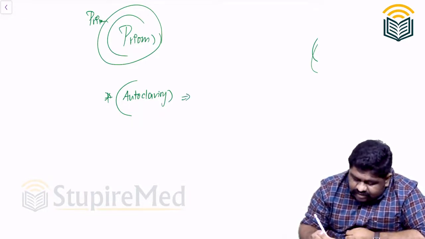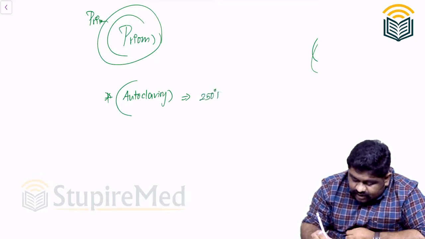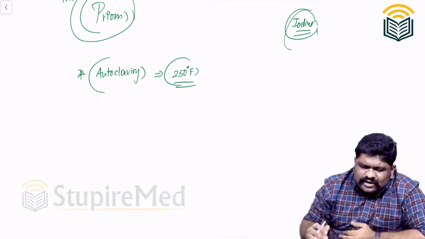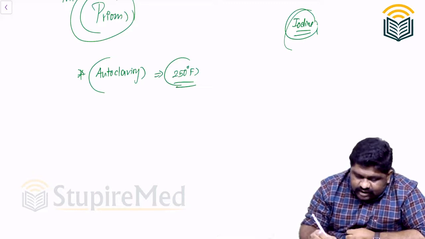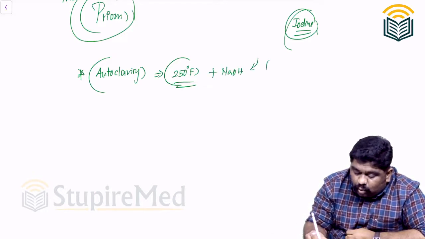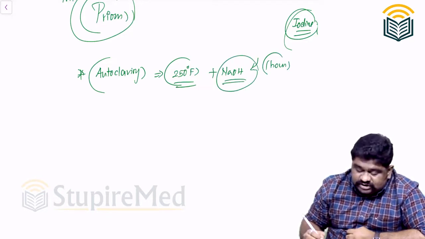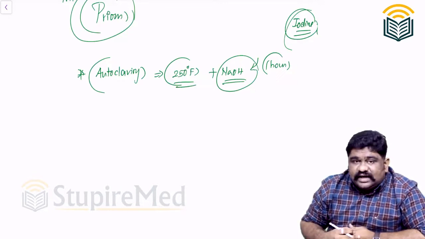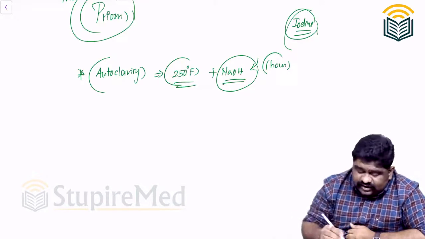You have to maintain the temperature at 250 degrees Fahrenheit, not just Celsius. 2 degrees Fahrenheit plus NaOH done for 1 hour. NaOH is a very strong base. Remember, NaOH is corrosive. It is as corrosive as acid. It is even worse than sulfuric acid.